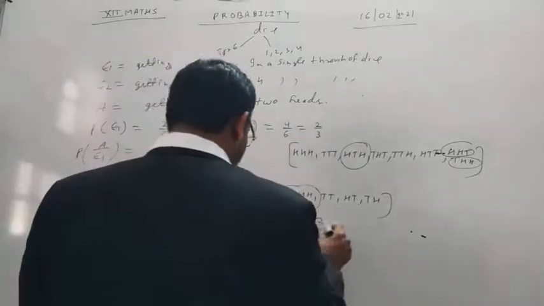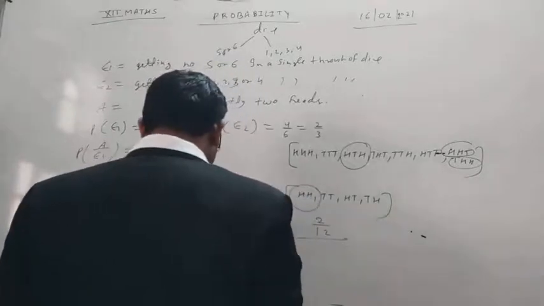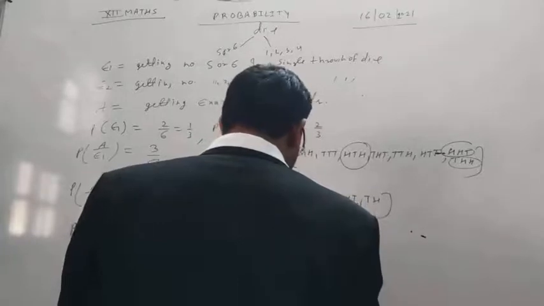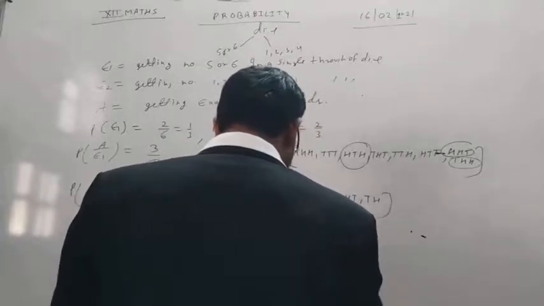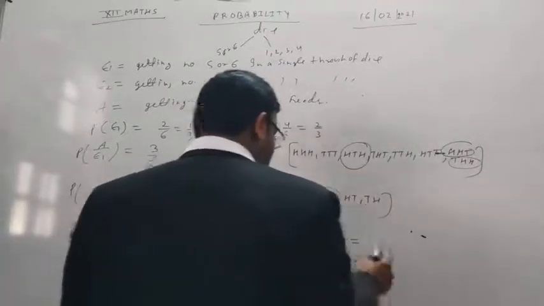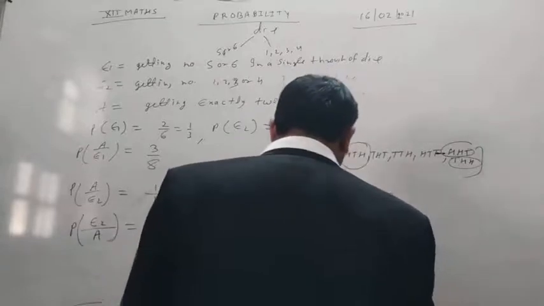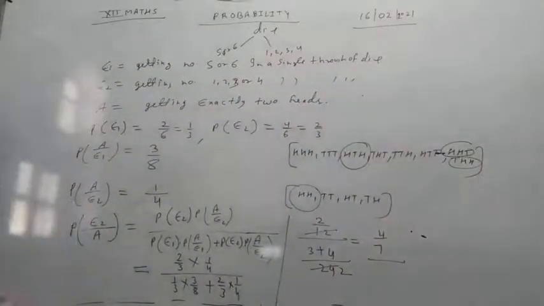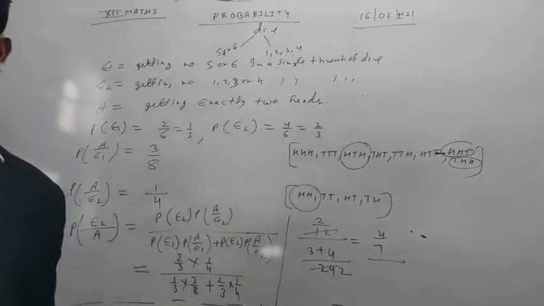So we get 2 by 12 and here 24, and this is cancelled. So this is 3 and 2, 4. So this is cancelled students. So we write 4 by 7. Okay students, so the probability of getting 1, 2, 3 or 4 with the die is 4 by 7.